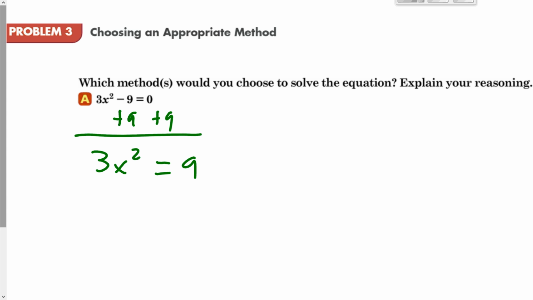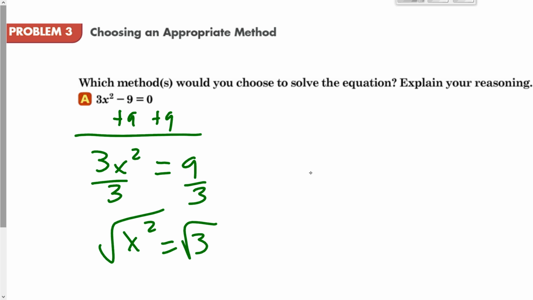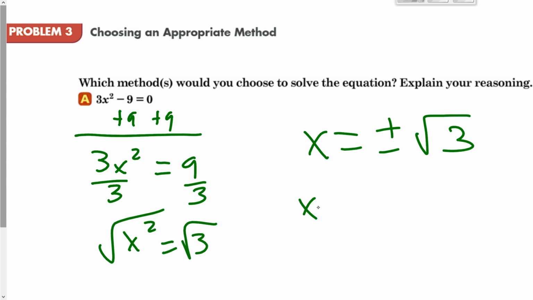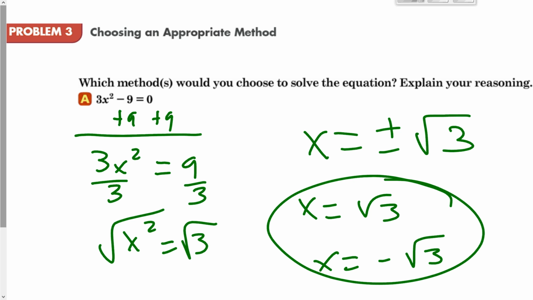Because there is no b, then I'm going to divide by my a, and then I want to square root both sides because I'm trying to get x by itself, right? I'm solving for x. And whenever I square root a number, I have plus or minus 3, so there's my answer. I have x equals square root 3, and I have x equals negative square root 3. That negative's on the outside of the root. So those are my two answers.